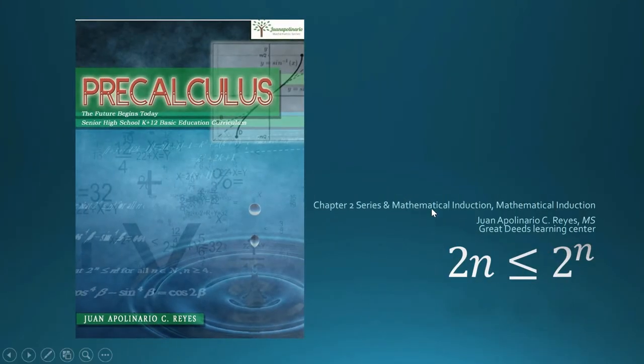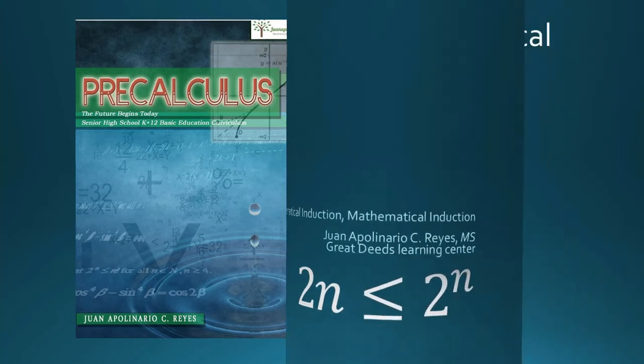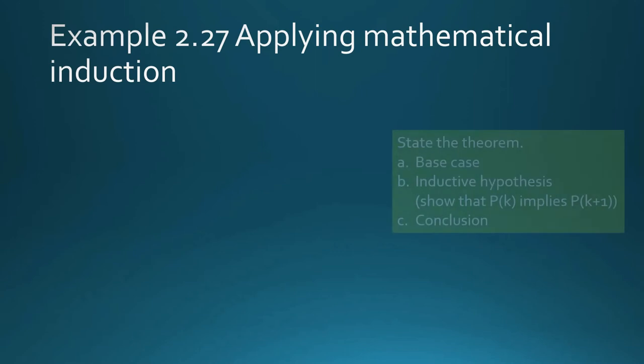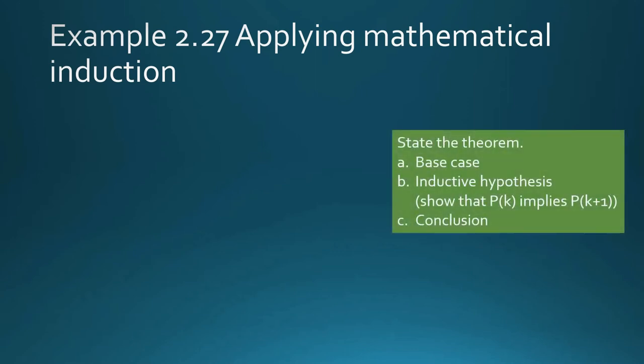Mathematical induction, we shall show how to prove this theorem: 2 times n is less than or equal to 2 raised to n, where n is a positive integer. We shall show that this is true using mathematical induction. So this is the organization of our proof if we were to prove a proposition using mathematical induction.